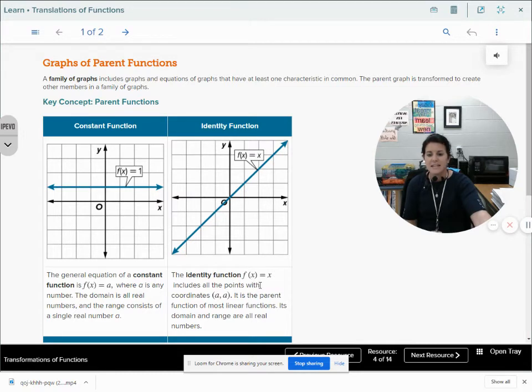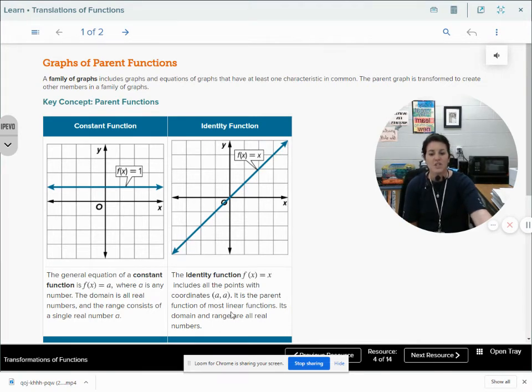The identity function is just y equals x, f of x equals x. It includes all the points with coordinates a, comma, a. If I put in 1, I get out 1. If I put in 2, I get out 2. If I put in 3, I get out 3. If I plug in -3, I get out -3. You get the idea here.